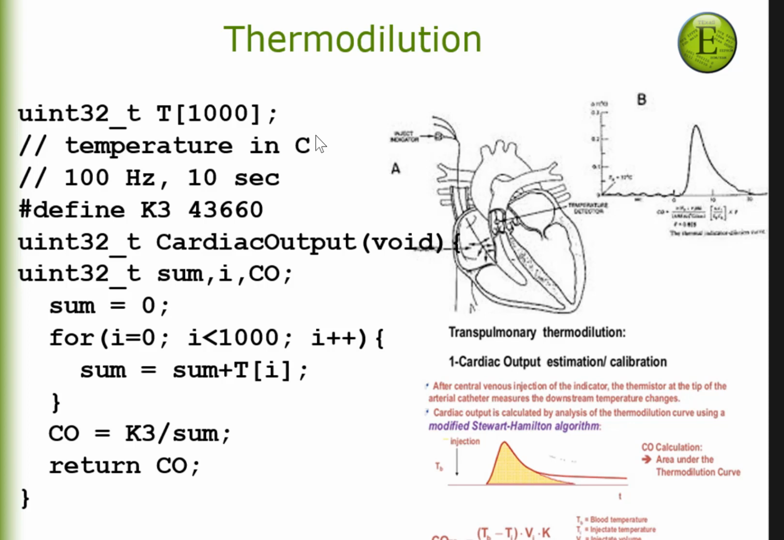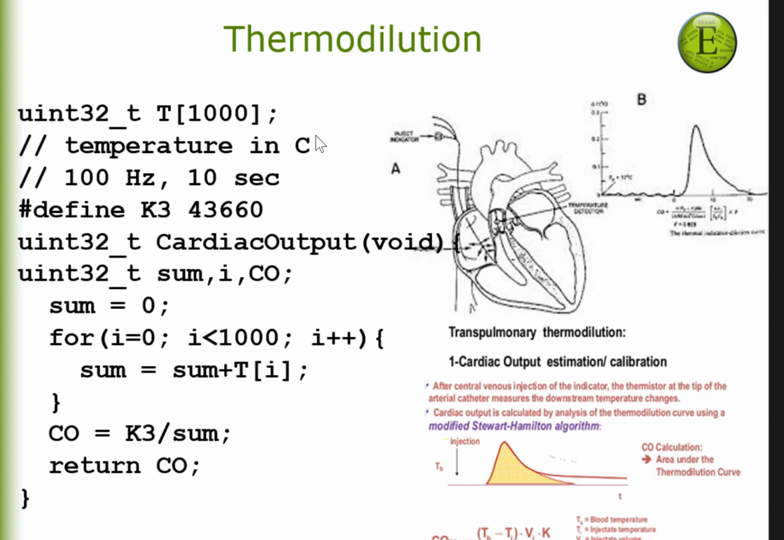All right, here the cold stuff is going to go into the right ventricle, come out the pulmonary valve, go down the pulmonary artery, and you're going to get a temperature curve where the temperature as a function of time will first drop and come back. All that's kind of fun.